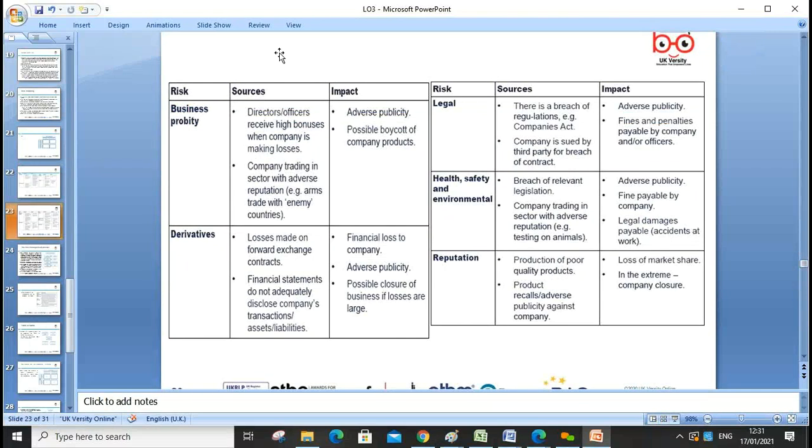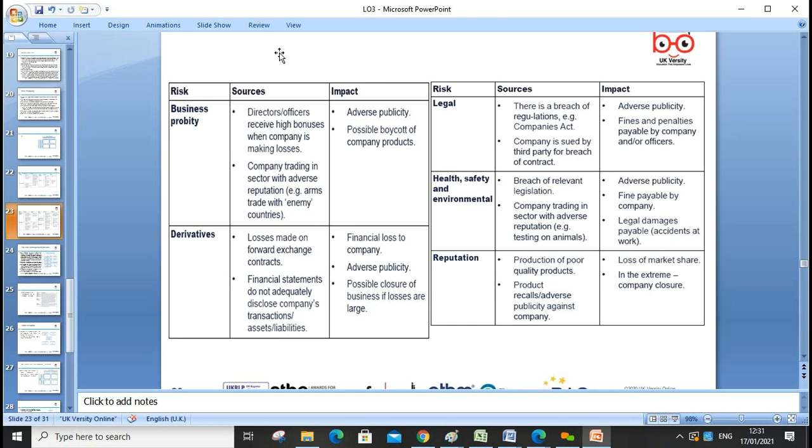Okay, then we have legal. If we breach the law, we can be adversely affected and can be fined, like Google and Facebook in Europe. 25 billion was fined to Google. Health and safety risk: if we don't provide the shoes and reflective jackets, it can be a high risk. Reputation can be a risk. Yes, if we are rated badly on Trustpilot, for example, we are not going to get more customers, which has an impact.